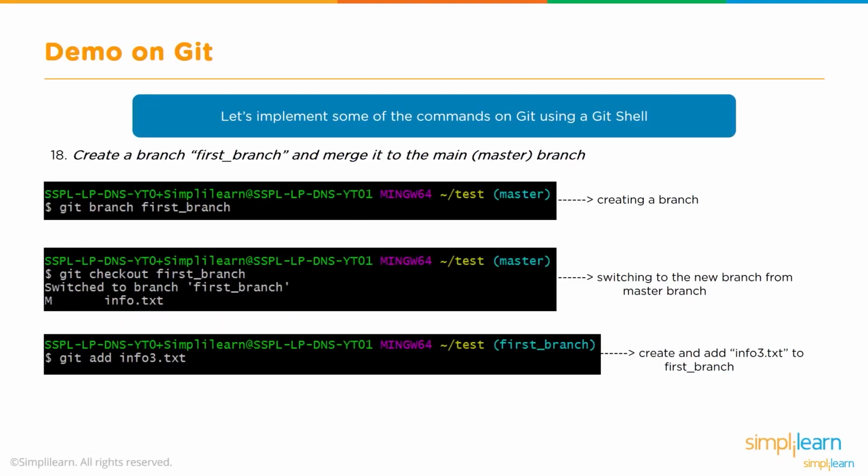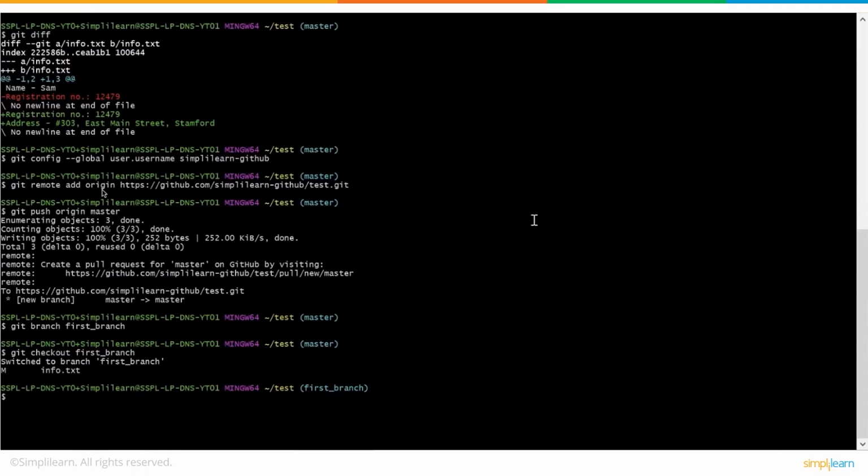We created a branch, we moved to the new branch, and now we're going to add info3.txt to that branch so you can see everything coming together. We're going to run git add info3.txt. So we're just adding a file like we were previously with our initialization, our first initial Git folder, and that file has now been added to the first branch.